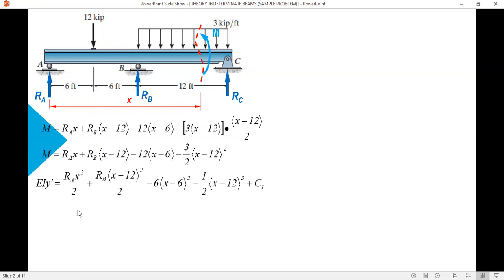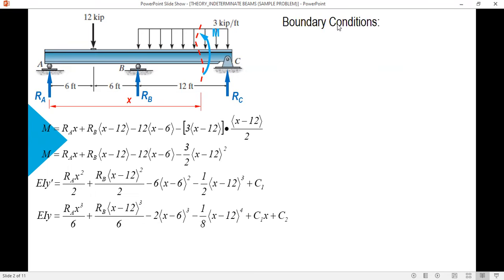And then we integrate further. We have this expression of deflection. EI y equals integral of this, equal to this one, and so on. And then we introduce another constant, C sub 2. Okay. So after this, we go to the boundary conditions. For the boundary conditions, we use the constraints.